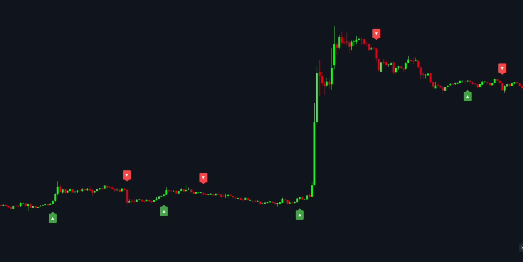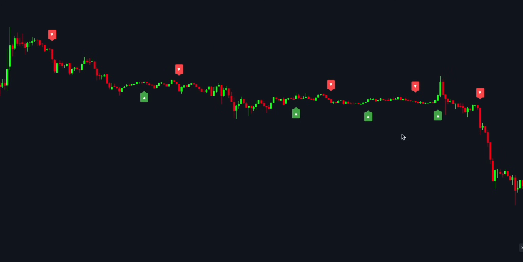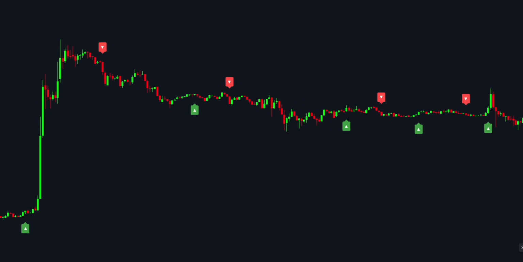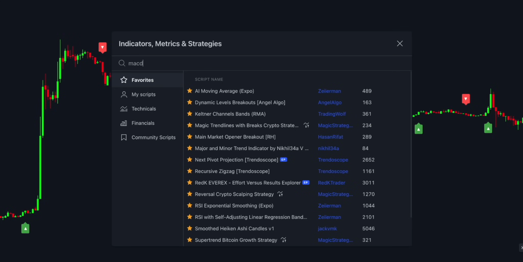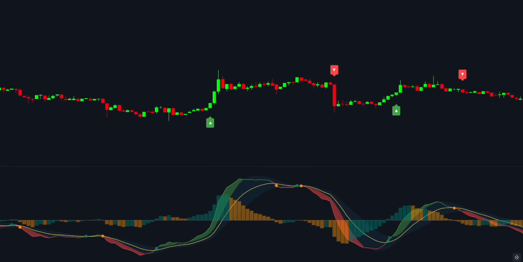Although these buy and sell signals are quite accurate in a trending market, the indicator still requires a filter that would cancel signals at price compression. I spent hours searching for a perfect indicator for that purpose and found the MACD bands, multi-time frame by Trade Master Indicator. MACD is a classic, trend-following indicator that uses moving averages to identify changes in momentum.